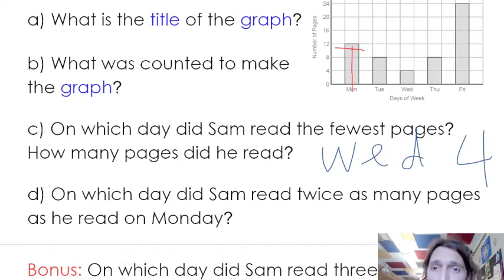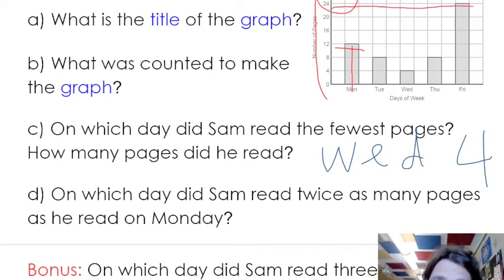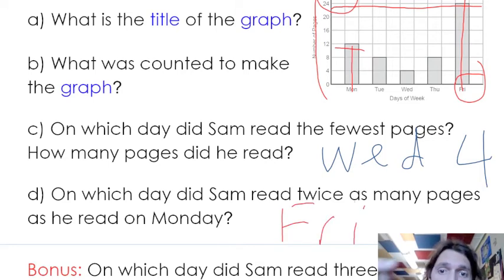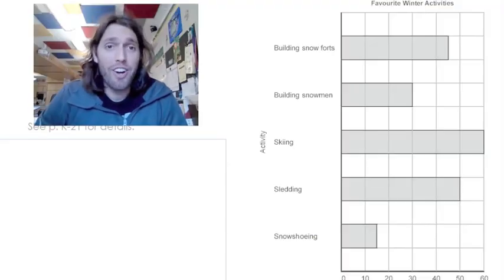So now let's find one that goes all the way to 24. And look, we can go up our number line here to find the number 24 right there. So now let's draw a line, and does anyone go up to 24? Oh, Friday does. Excellent. So on Friday, he read twice as many pages as he did on Monday. He's ending the week really strong, which I love to see. Excellent. Let's move on.